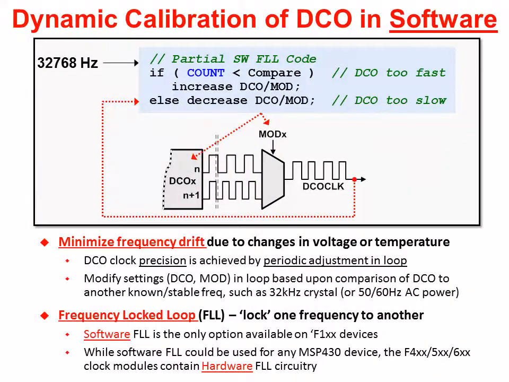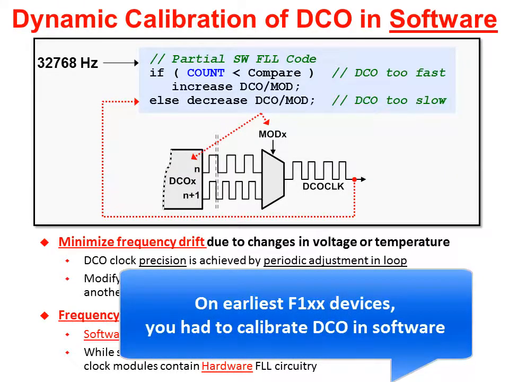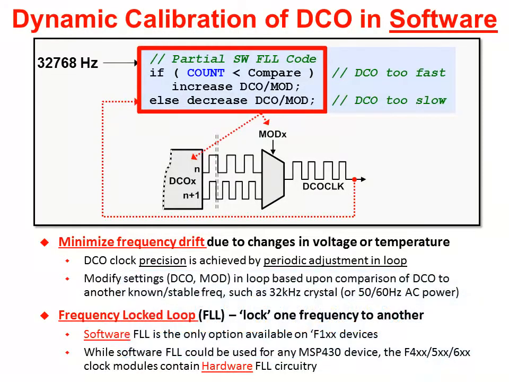Before we look at the hardware on the later devices, if you go back to the very first generations of the MSP430, they really had you do DCO calibration in software. You can see there's just a little bit of pseudocode up at the top, and it's basically just comparing your high frequency clock, DCO, to a known stable external clock, say a 32 kilohertz crystal.